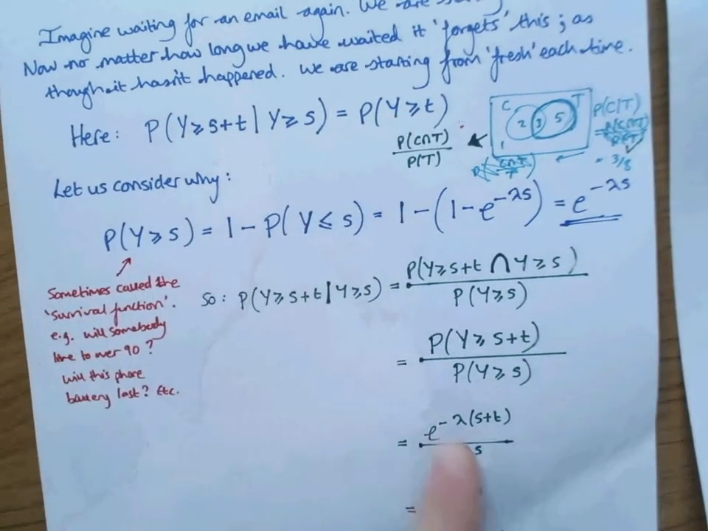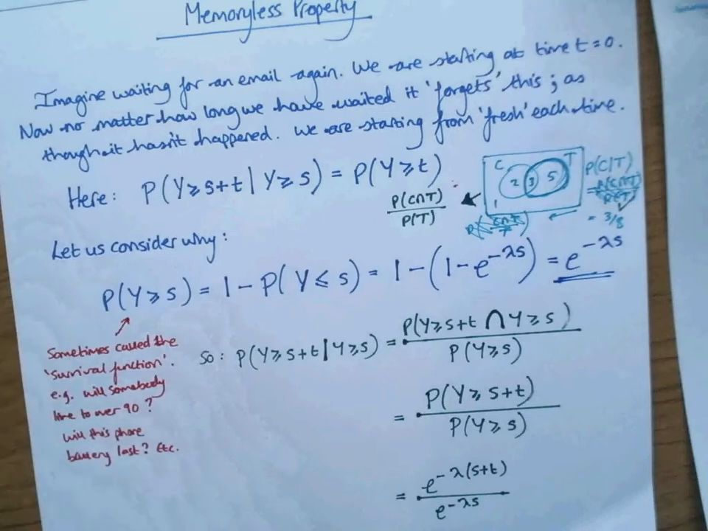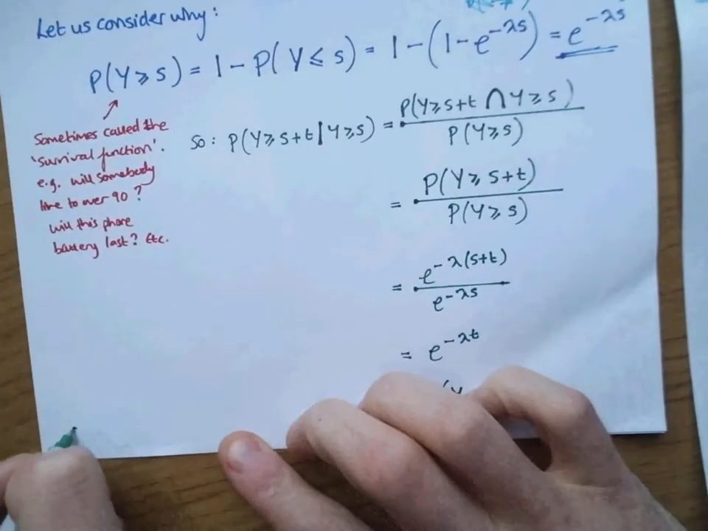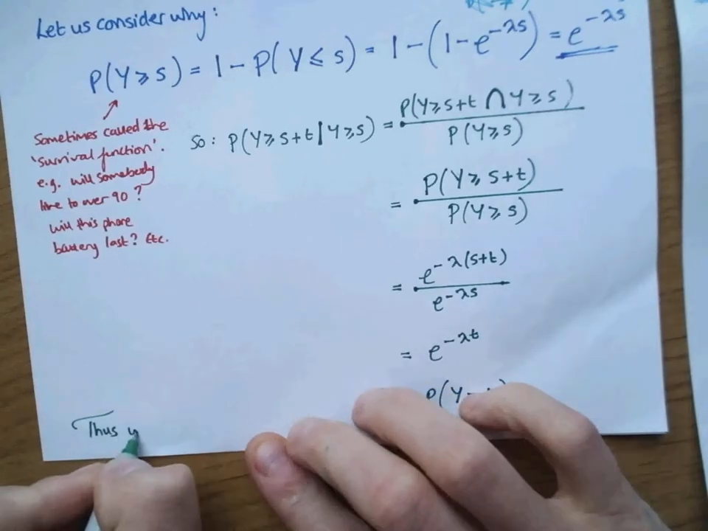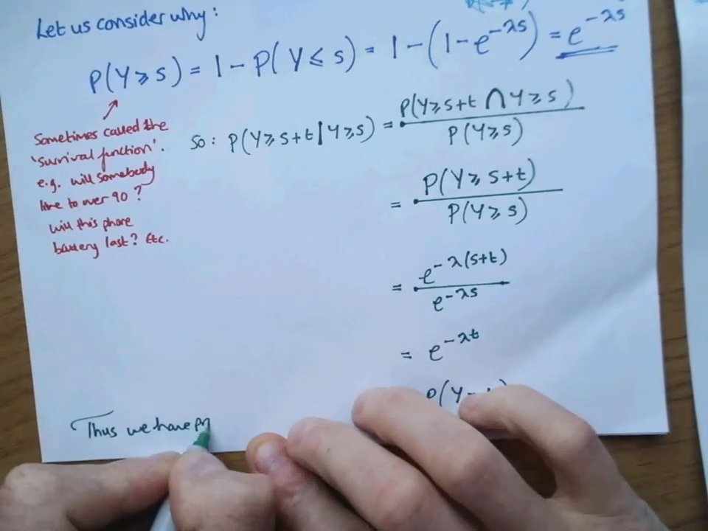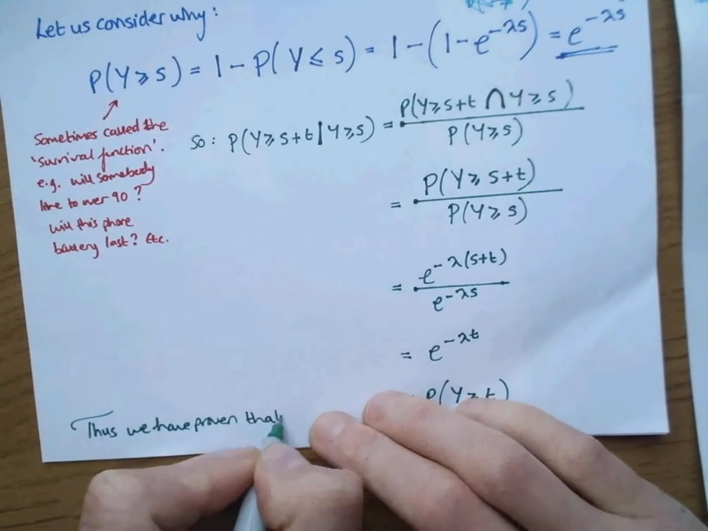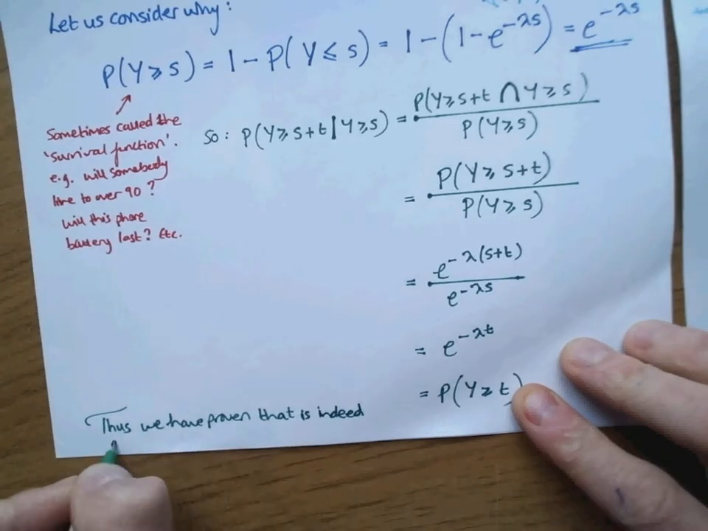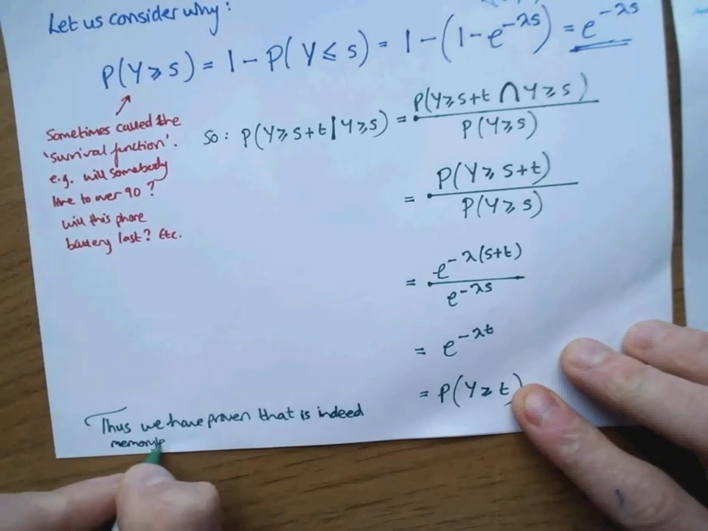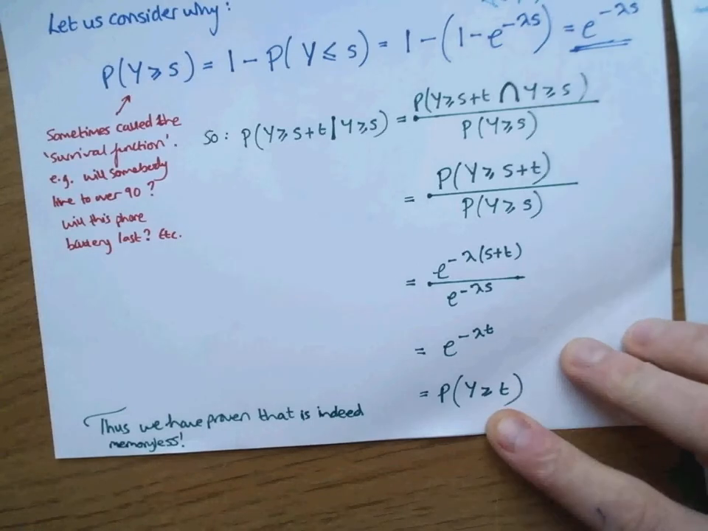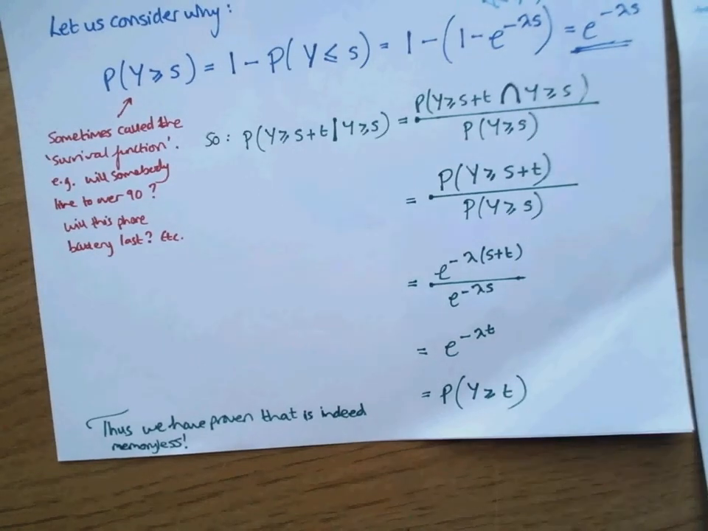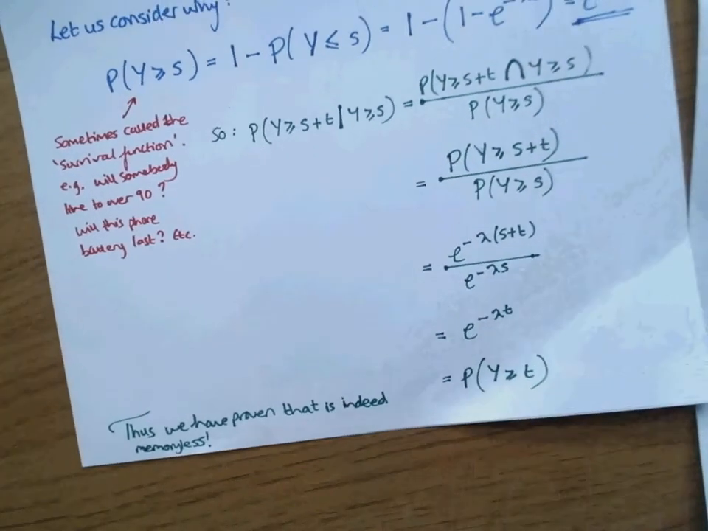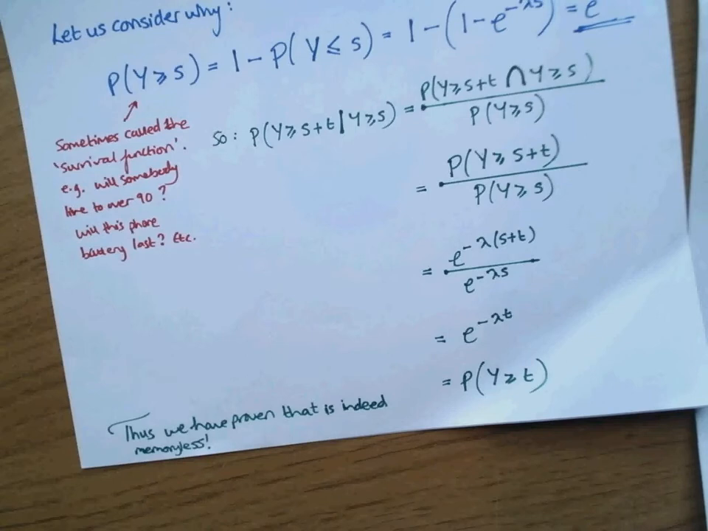So actually, look, we started with the left hand side, and we've ended up with the right hand side, so it must be true, and we just did it with general amounts of time, s and t, so therefore we can say we have proven that it is indeed memoryless. And there's a joke that does the round that you might possibly see at some point that will now make sense.